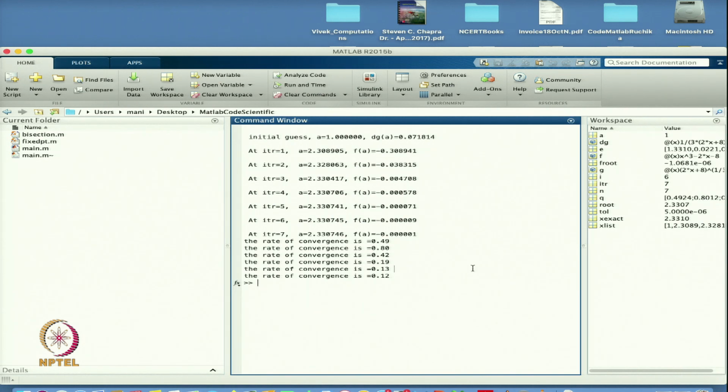So, maybe in the next class we will go for the other methods. So, this is the fixed point method. In the next class we will go for the Regula-Falsi and the Newton-Raphson method.